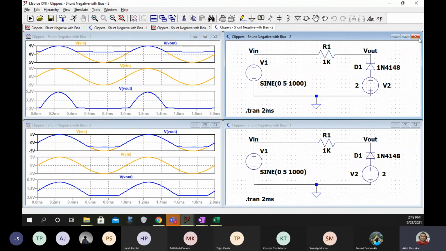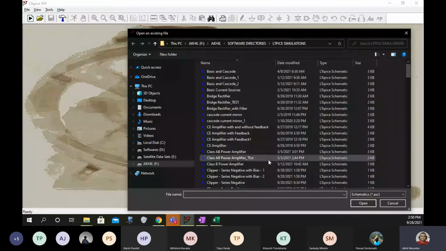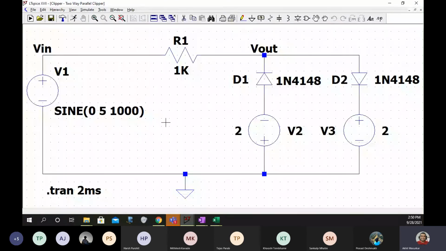So let's quickly go to the two-way parallel clipper. I'm just closing this down. This is very interesting. Everybody should make this. So make this circuit. There are two diodes, D1 and D2, and there are two supplies. So you can see they are in anti-parallel with each other. That means the direction of the diodes are also different, and the direction of the sources are also different. Come on, make this circuit and post it in the chat box.